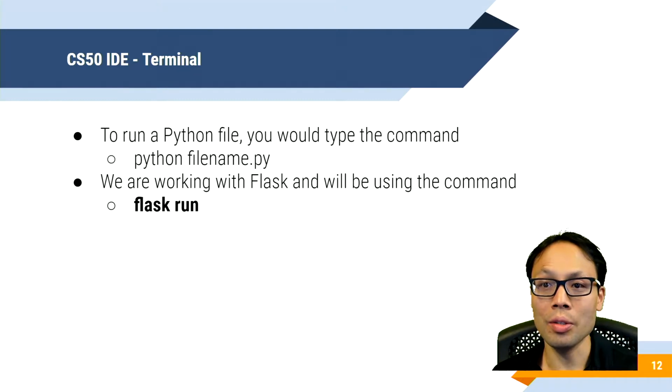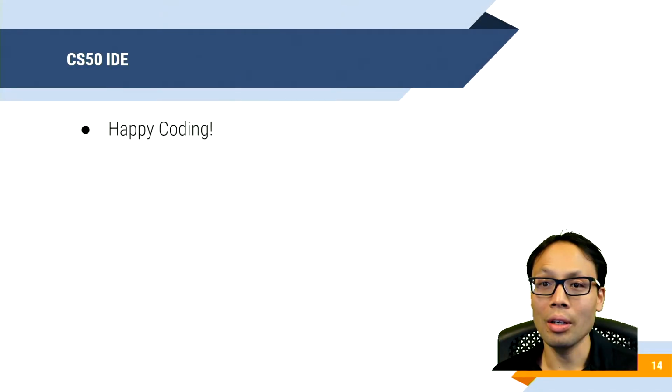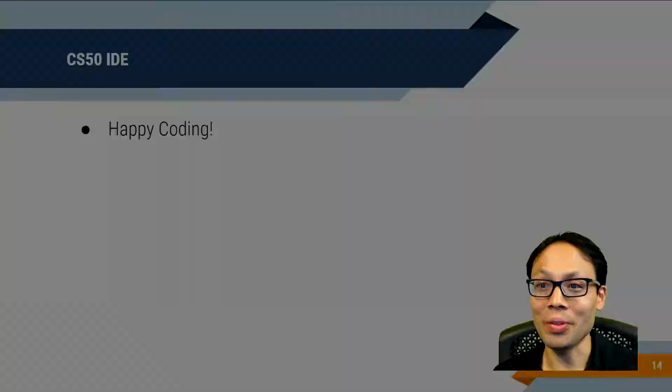All right, so in this course, we're mostly working with Flask. So to run Flask, again, the command to run Flask is simply flask run. All right, again, to download your file, just tap on the file, click on download, save it to your computer, and then upload it into Google Classroom.